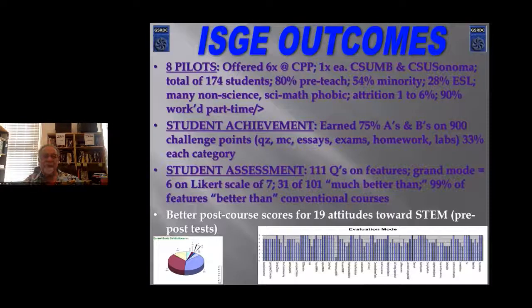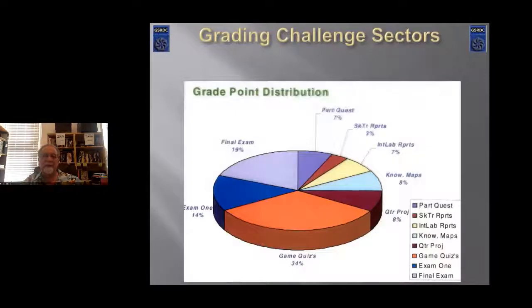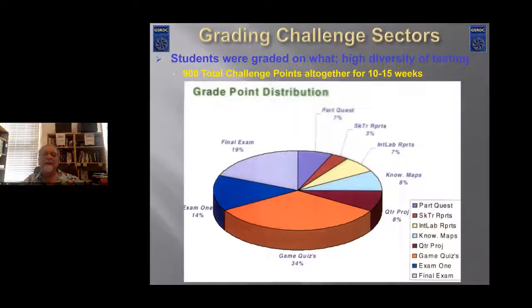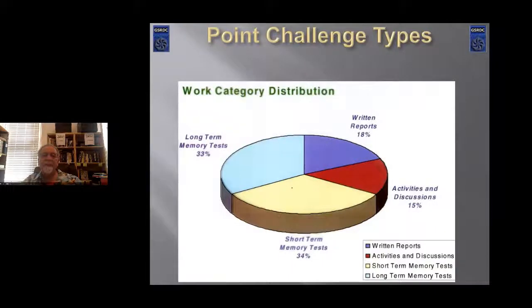So that's pretty good results. The post-course scores for attitudes towards STEM, pre and post tests, are shown in other places. The grading challenge was, as you could see, all of these 900 points. It showed how much was involved in the game, quizzes, exams, the final exam, and the knowledge map. So students were graded on a high diversity of points over 10 to 15 weeks.